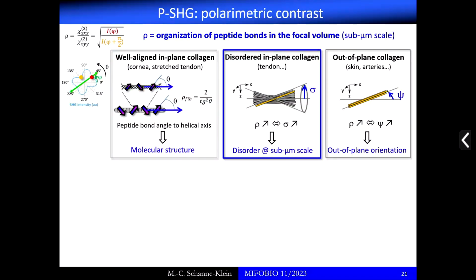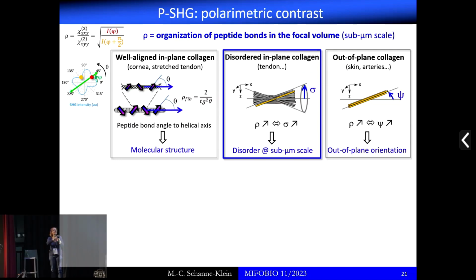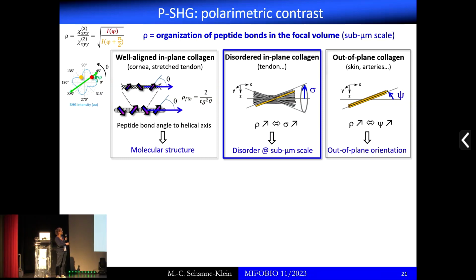So the last parameter was the ratio of the two main tensorial components of the second harmonic signal. So this is a physical parameter. So it's not the relevant information for biologists. So we have to understand what it means from the biological point of view. So here it practically probes the organization of peptide bonds in the focal volume, so at some micrometer scale. So here we see that we have different peptide bonds that have a specific angle towards the main axis of the triple helix, so that's the pitch angle of collagen.